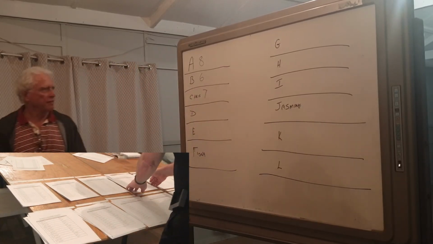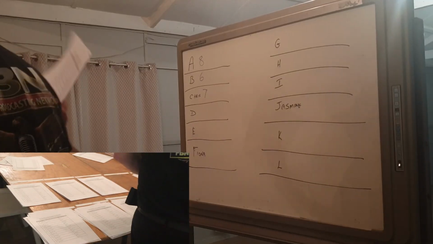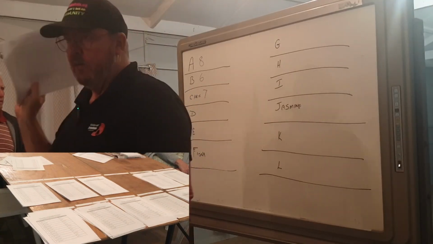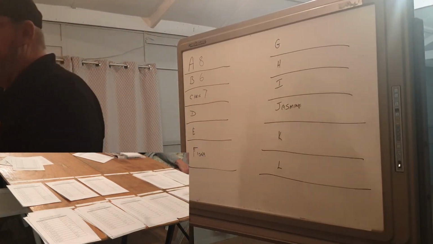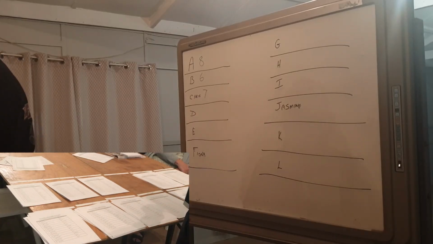Now, theoretically, at the end of this, because we know how many pieces of paper have gone out, when these numbers are totaled up on the board here, they should equal 84. If they don't, I missed something. All right? And if I missed something, too bad.